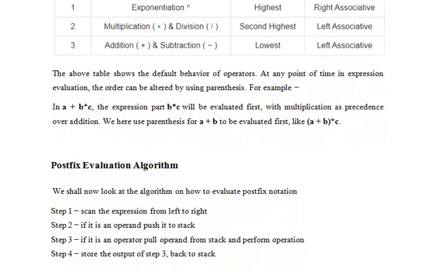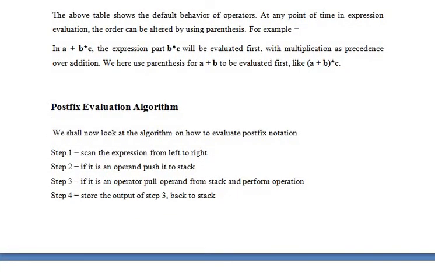Now we will see the algorithm for postfix evaluation. Step 1, scan the expression from left to right. Step 2, if it is an operand, push it into the stack. There will be a column like this, a stack and a symbol. An operand means the alphabets A, B, C, which you should push into the stack. Step 3, if it is an operator, pop the operands from the stack and perform the operation. Step 4, store the output of step 3 back into the stack.